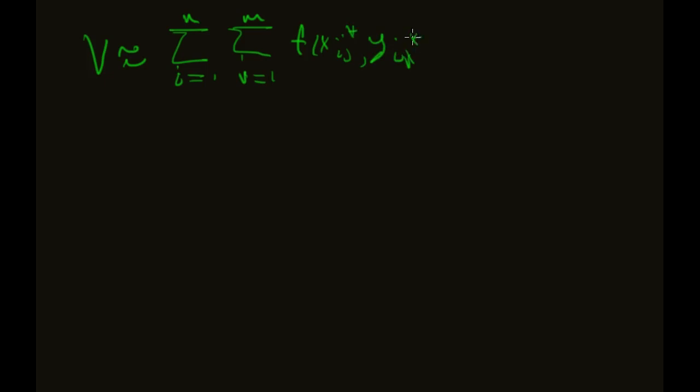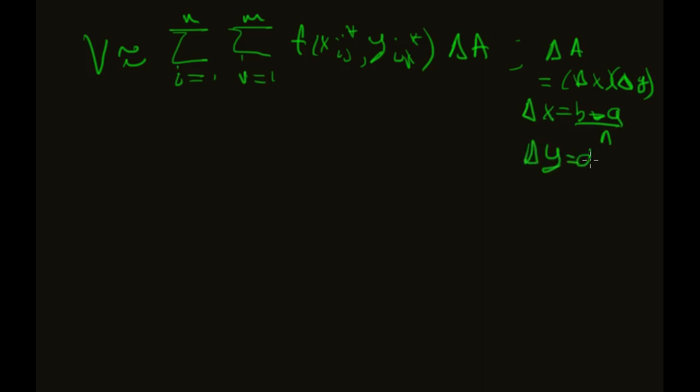y_ij star, that's the height, times, and then I'm going to use delta A, but we're going to remember that delta A, make that a delta, not AA. Delta A is the same as delta x times delta y. And we're going to remember that delta x is (b minus a) over n, and delta y is (d minus c) over m. Right, so there we go.